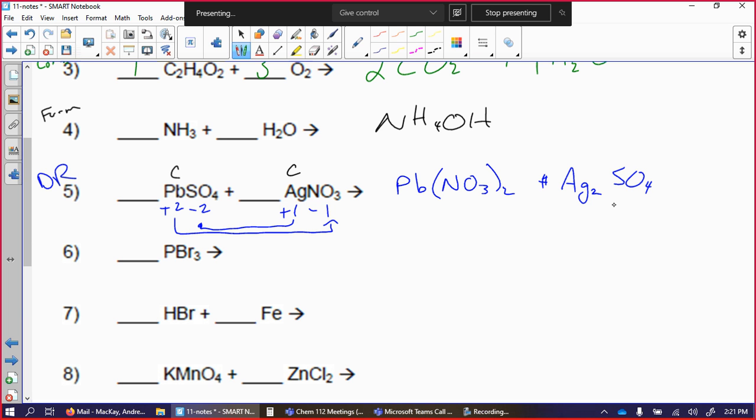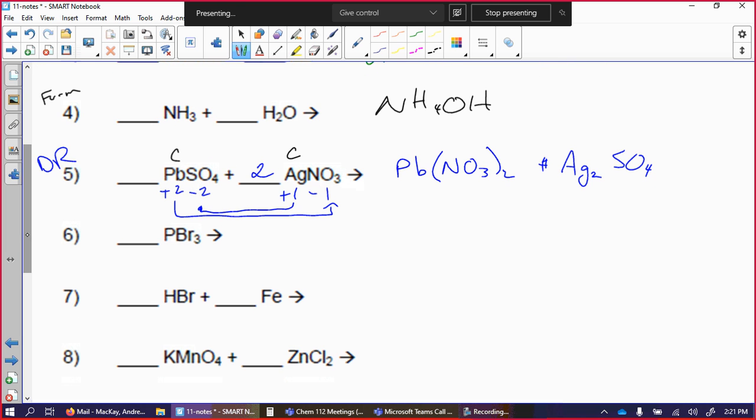All nitrates are soluble. That's going to come out as a solid. 2 silver, 2 nitrates. What's a 2 there? One thing and an arrow.